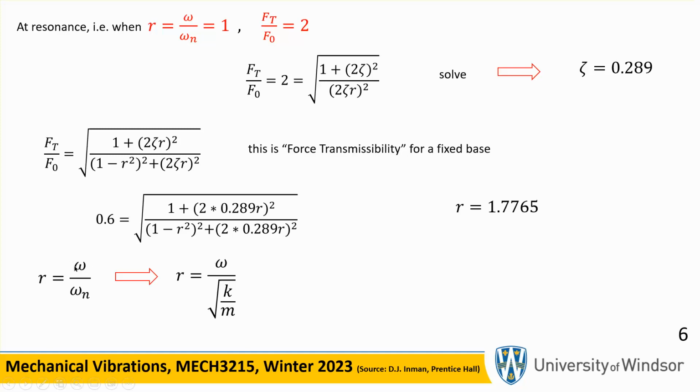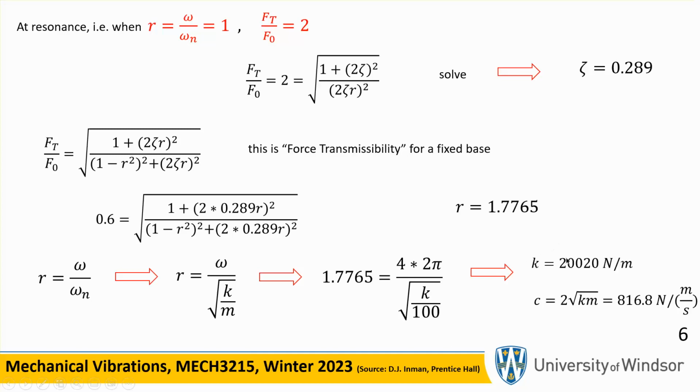When we convert this 4 hertz to radians, it's going to be 8 pi radians per second. Omega n is right here, so we know that this ratio is supposed to be 1.7769. 4 times 2 pi, this is radians per second, this was 4 hertz, and the mass is 100 kilograms. Out of that, you're going to get your K.